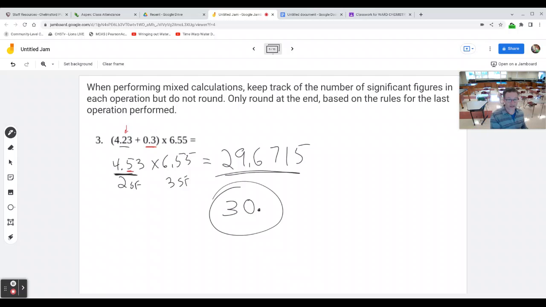And then when you get to the end, use the rule for the last thing you did based on all the rounding that you might have done along the way. I know that sounds crazy, but it's sort of trying to minimize the amount of rounding you do, but also obey all the rules together. So that's the way we have to do it.